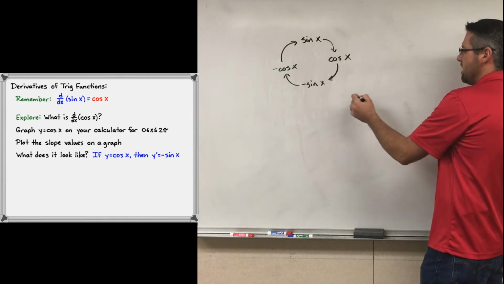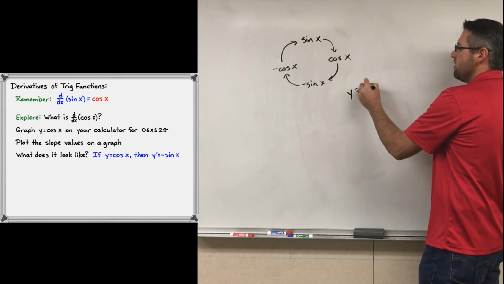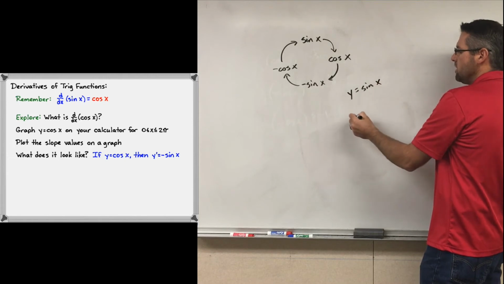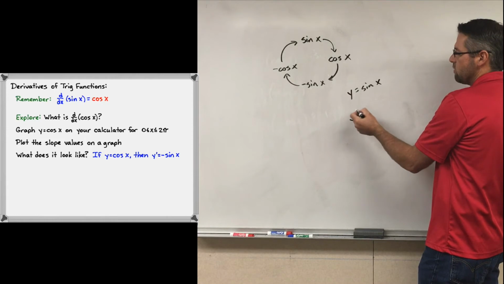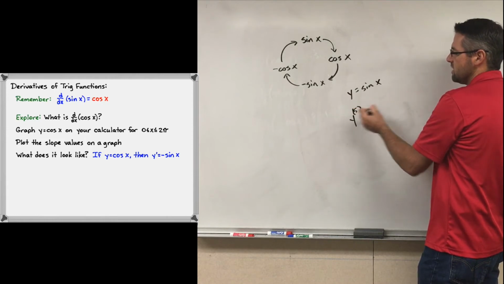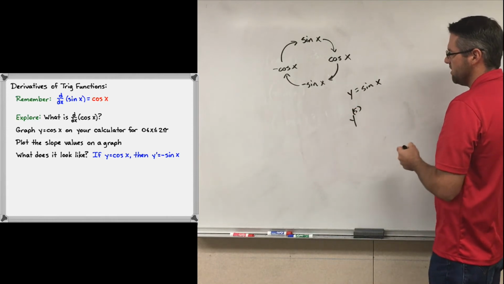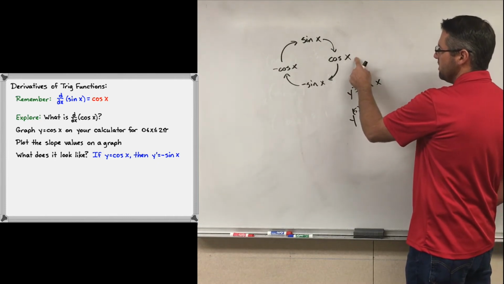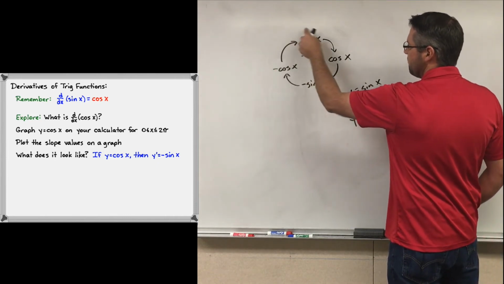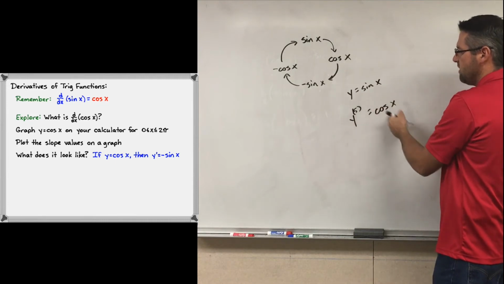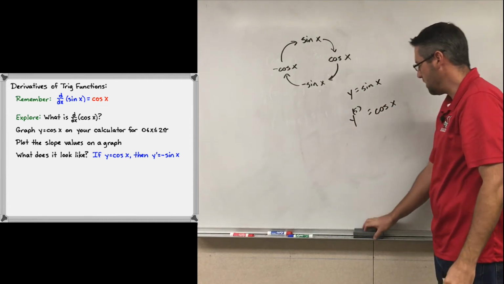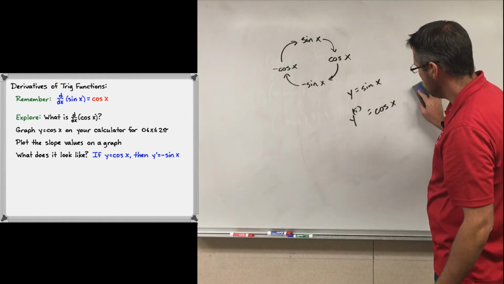So if I were to say, let y equal the sine of x, what is the fifth derivative? And the way I could write the fifth derivative is this. What's the fifth derivative? Well, first derivative, second derivative, third derivative, fourth derivative, fifth derivative. So the fifth derivative of sine of x is cosine of x. Yeah, so something along that line.